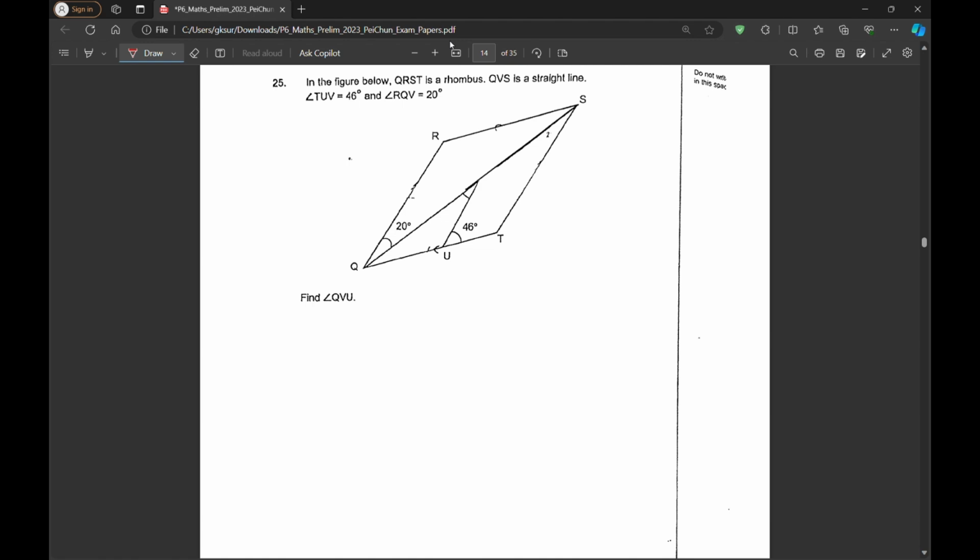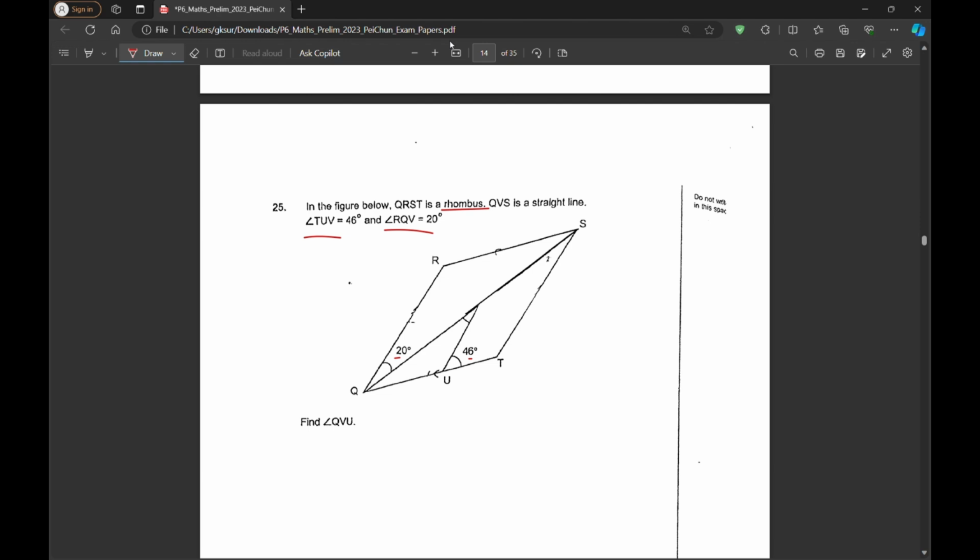In the figure below, QRST is a rhombus, QVS is a straight line. Angle TUV equals to 46 degrees and angle RQV equals to 20 degrees. It's given over here. Before we dive into answering the question, we have to understand what a rhombus is. A rhombus has equal sides, equal length for the sides, and it has two sets of parallel lines, here, here, and here, here. The lengths are the same. So that's what a rhombus means. So once we've got that out of the way, find angle QVU.